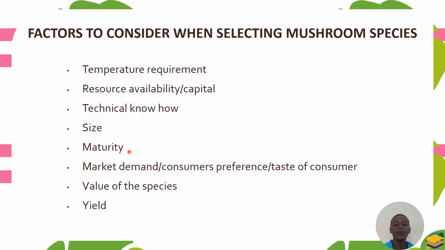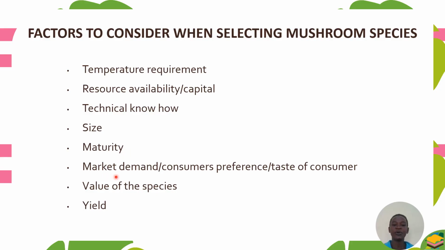And also it will depend on maturity. Different varieties or different mushroom species will not mature at the same time. Some will mature fast, some medium, some will mature very late. So it will depend on your preference as well. If you need those which will mature late, you go for those varieties. If you prefer those species which will mature very early, you go for those varieties.